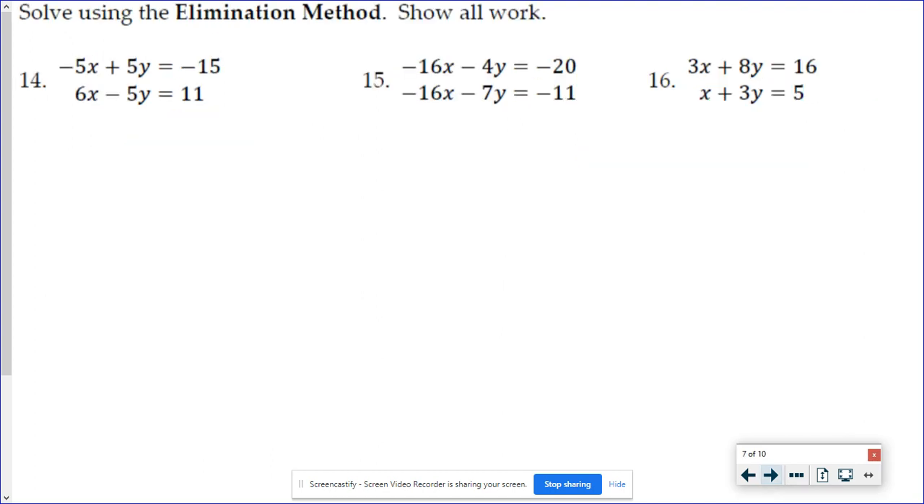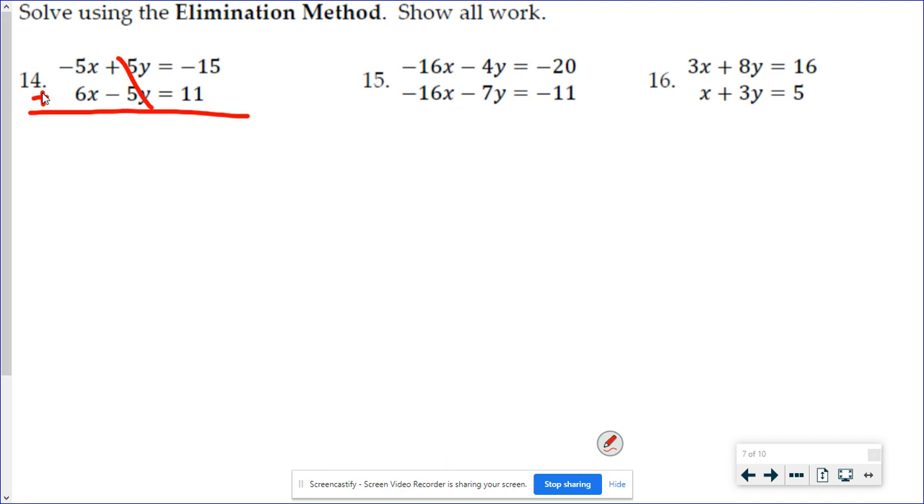The next section is about elimination. And I kind of have one of each type of problem that we've worked with. The first one, number 14, I have opposites. These two are ready to be added together because notice the y's. They are exact opposites, a positive 5y and a negative 5y. When I add these two together, gone.